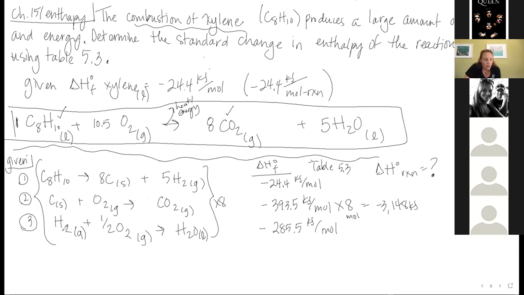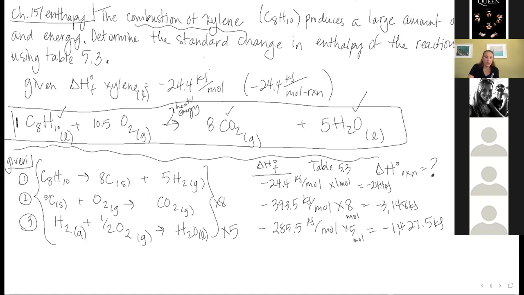Then for my final water equation, I know that I want 5 waters here. I'm going to multiply this whole equation by 5, which gives me 5 of my water. I'm going to multiply this by 5 moles. And this gives me negative 1,427.5 kilojoules. This equation I'm going to keep as it is, but it's going to be multiplied by 1 mole, which means it's just negative 24.4 kilojoules.